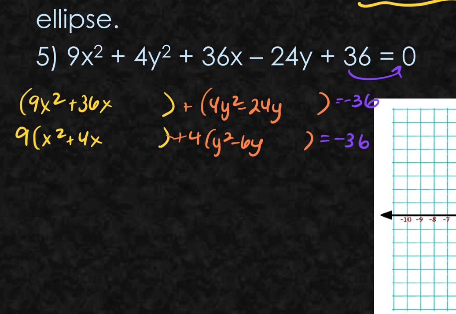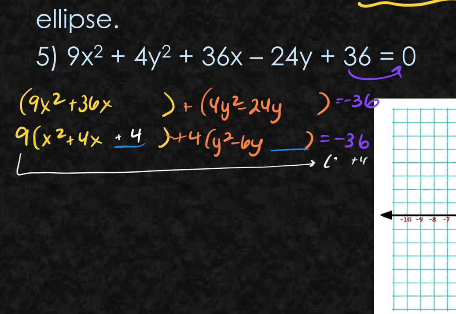Questions so far? Okay, now I need to complete the square for each one. So I'm going to find what goes in the spaces. Take the 4, divide it by 2, square it. So 4 divided by 2 is 2. 2 squared is 4. Add the 4 here. Before I add the 4 to the other side, though, I have to multiply it by the 9 that's on the front. So I'm adding 36.